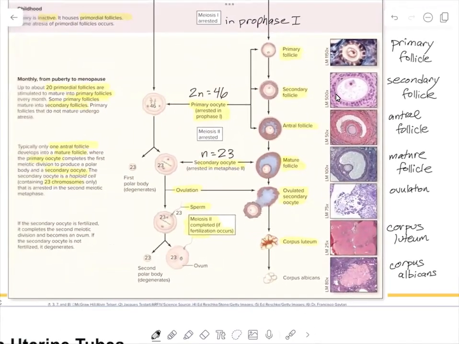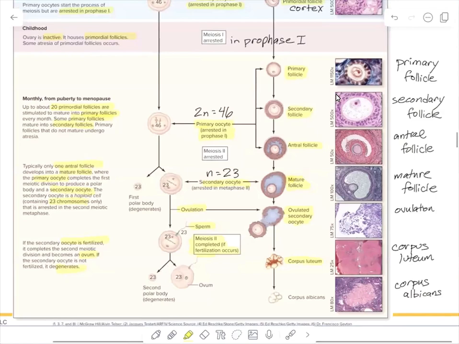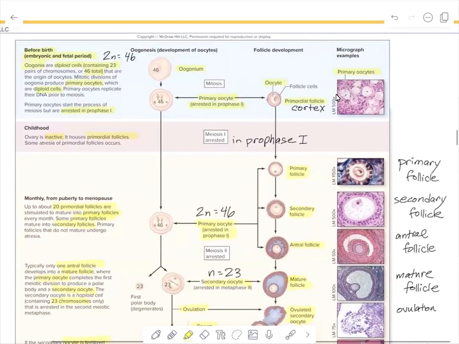If the secondary oocyte is fertilized, it completes the secondary meiotic division and becomes an ovum, and if it is not fertilized, it's going to degenerate. So that is the process of what is called oogenesis, which is the type of meiosis that occurs in the ovary.